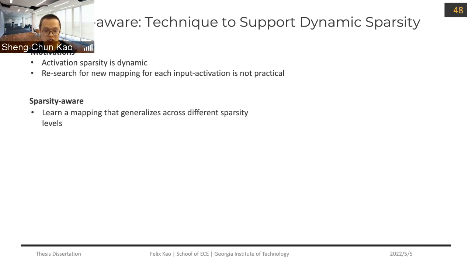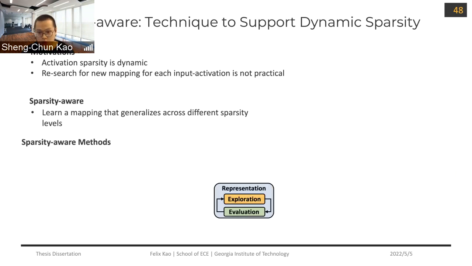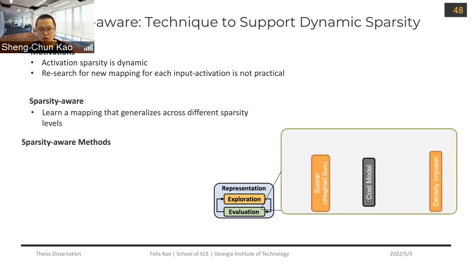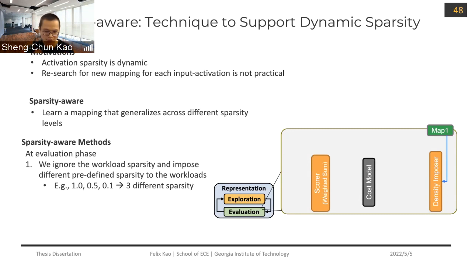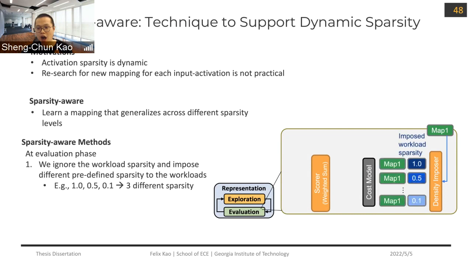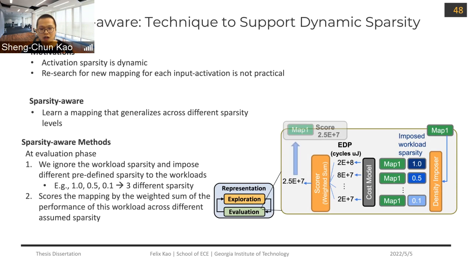So here we have a technique called sparsity aware. The key idea is to learn a mapping that can generalize across a range of sparsity levels. It works as follows. At every evaluation phase, it has two functions which interact with the cost model. When a new mapping is proposed by the mapper, it first goes into a density imposer. Essentially, it ignores the actual sparsity level of the workload. It imposes different sparsity on the workload to see how this mapping performs under different sparsity. Then we have different performance evaluations. We score the mapping by the weighted sum of its performance on different sparsity levels, and the mapping is ranked and selected by this score. Again, this is a heuristic formed by our observation. Let's see how it performs.